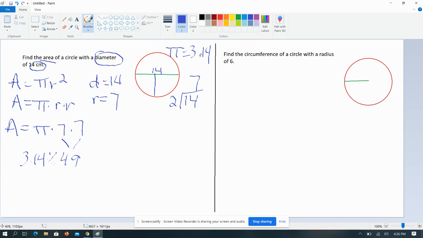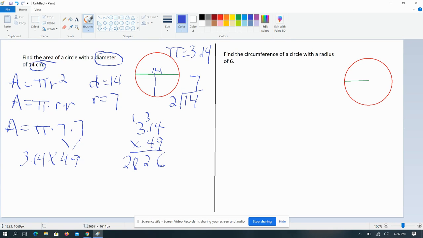I can make that a multiplication sign just so you can see it a little better. So I'm going to take my 3.14 and multiply it by 49. You can use your calculator for this and check my work. So 9 times 4 is 36. 9 times 1 is 9, plus 3 more is 12. 9 times 3 is 27, plus 1 more is 28.